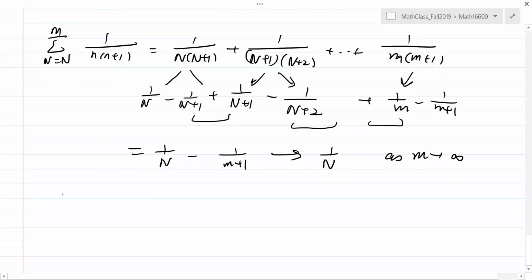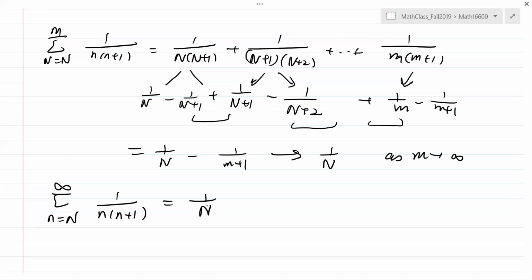Then I can say that, all right, so the answer is just 1 over n. Very interesting. So only it's larger than the first term, of course. Okay.